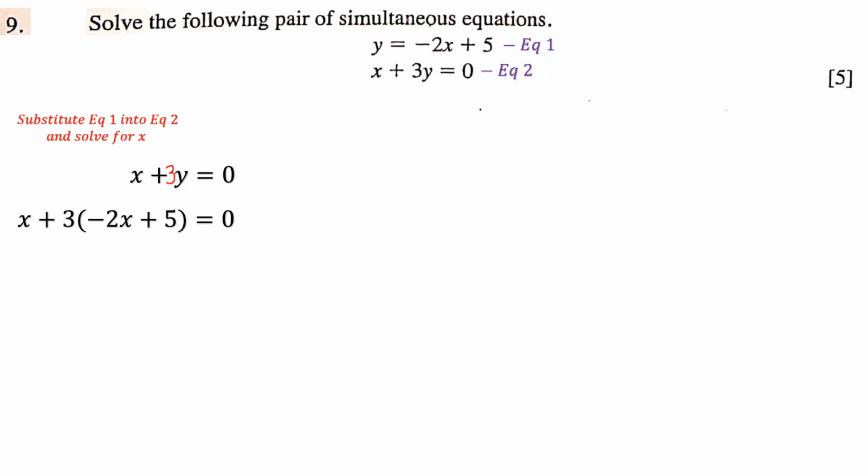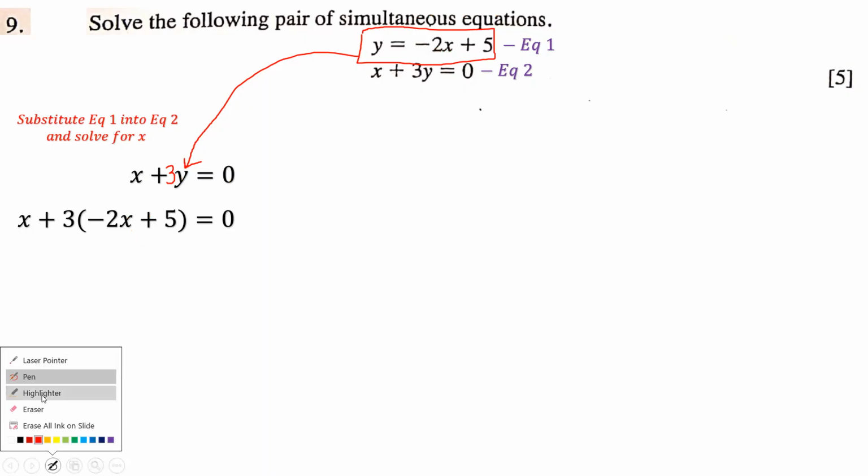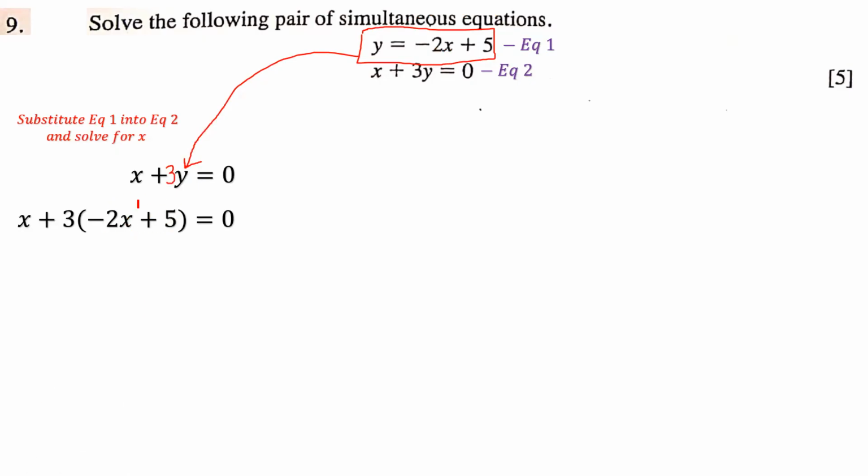And so remember, this is equation 1. I'm taking equation 1 and putting it into equation 2. So I'm putting the value for y into equation 2. And what y is, is negative 2x plus 5. So I'm taking negative 2x plus 5 and putting it into equation 2. Okay, so now that's in.